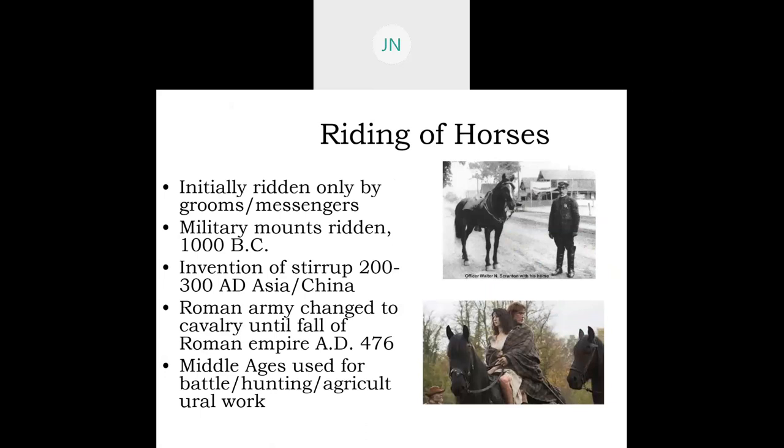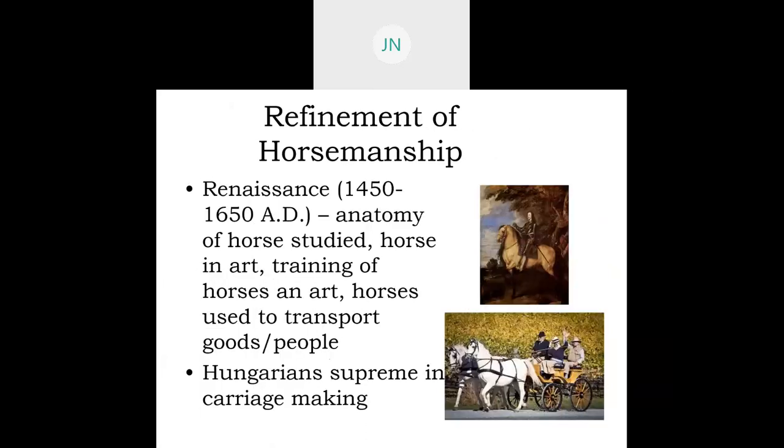Initially, horses were ridden only by grooms and messengers, but then around 1000 BC, military mounts were ridden, and then the stirrup was invented about 200 to 300 AD, much later than the saddle, and the Roman army changed to cavalry until the fall of the Roman Empire around AD 476. And if we watch Outlander, we know that the Middle Ages used horses for battle, hunting, and agricultural work, and they rode them for that, as you see at the bottom picture.